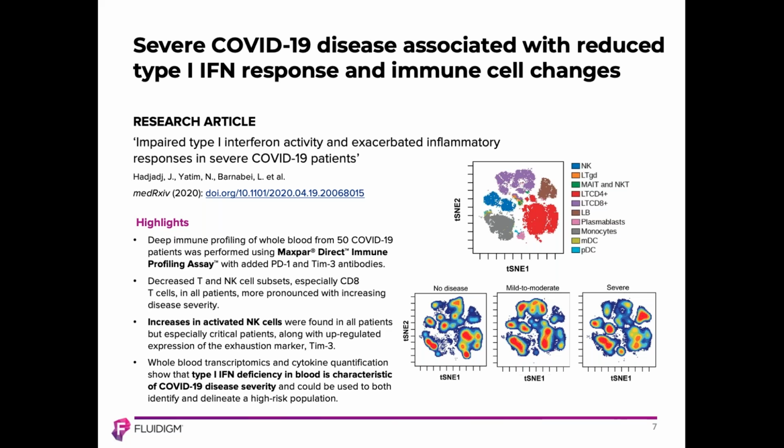This study, from medRxiv, used a MaxPAR Direct Immune Profiling Assay with PD1 and TIM3 added to profile 50 whole blood samples from COVID-19 patients. The researchers observed lymphopenia hallmarked by decreased CD8 T cell subsets and NK cells as disease severity progressed. Further analysis of NK cells revealed higher activation and TIM3 expression, particularly in critical disease status. The researchers also applied whole blood transcriptomics and cytokine quantification to demonstrate type 1 interferon deficiency in blood as a characteristic of COVID-19 severity, which could be used to identify and delineate high-risk populations.